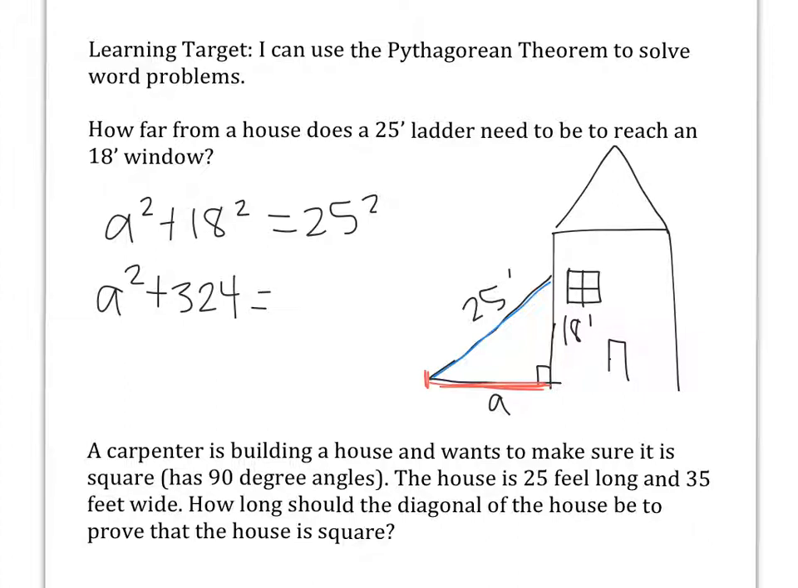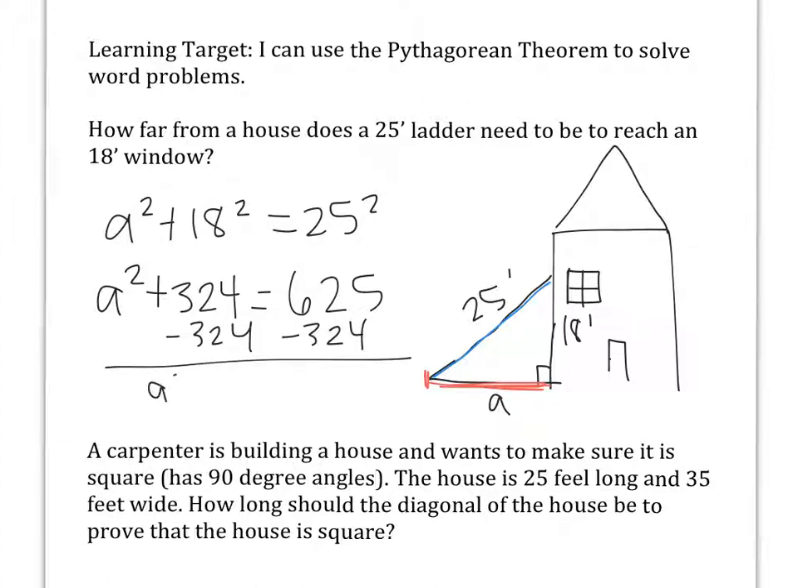and then 25 squared is 625, and that one I know we didn't memorize, but that's a good one to also know. And let's solve for a, so let's subtract 324, and so I get a squared equals 301, and let's take the square root of both sides, and we'll round to the nearest hundredth. So the square root of 301 is about 17 point, so here what I get is 17.349. So to nearest hundredth, that'd be the second digit.